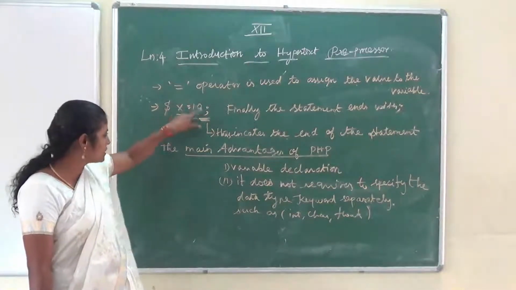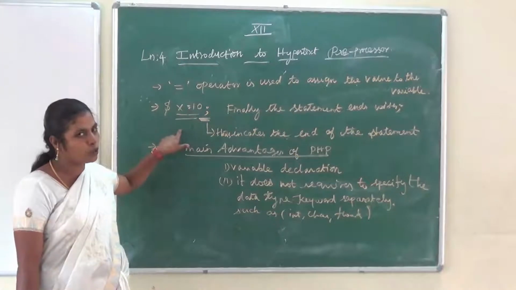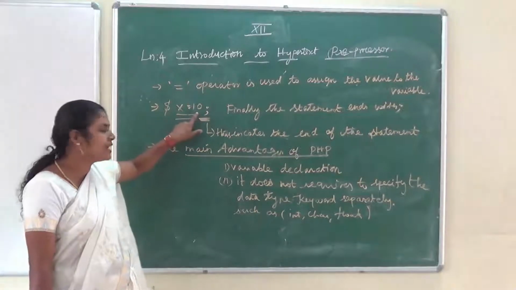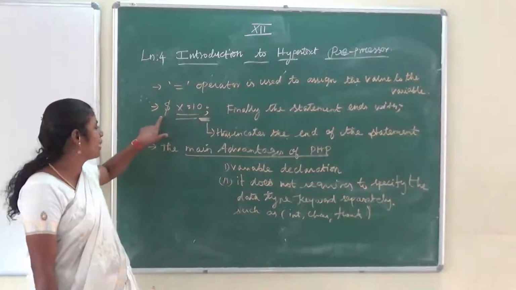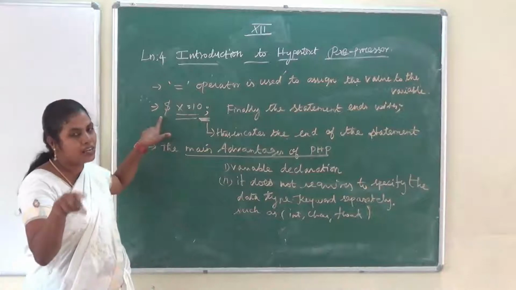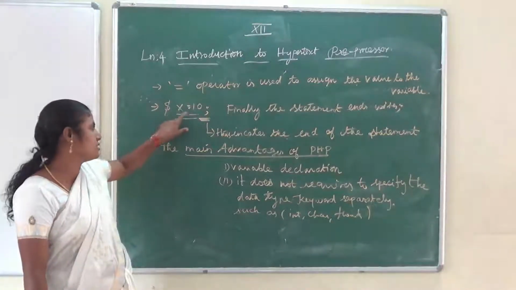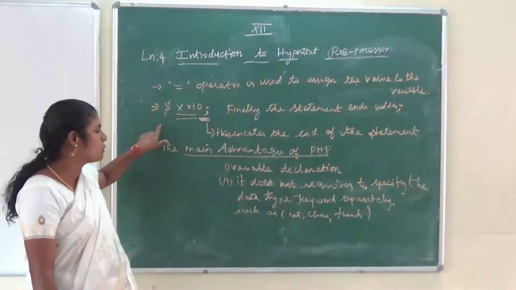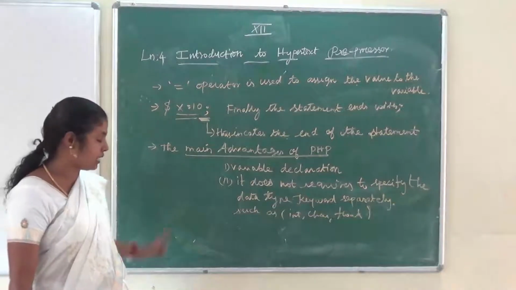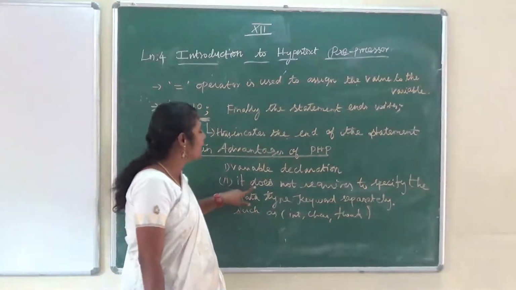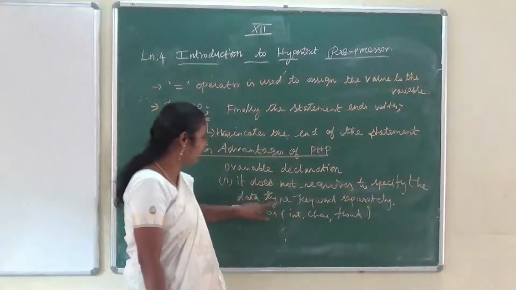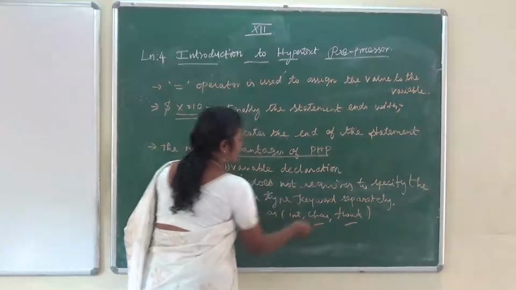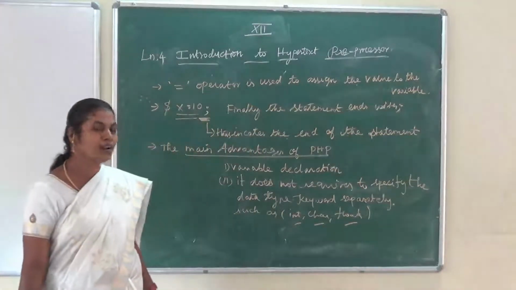Suppose when I write the same syntax in C, C++ or Java, first I have to write the integer data type because 10 is a whole number. Then only I can write x is equal to 10. But in the PHP server-side programming language, there is no need to specify any data type keyword. That's why it is written here, it does not require specifying the data type keyword separately, such as integer, character, float. These are the basic data types, otherwise called fundamental data types.